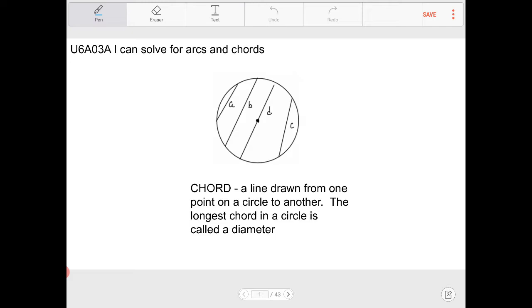So the first concept is, what are chords? Well, chords are lines that we draw from one point on a circle to another. So in this diagram here, A, B, C, and D are chords. The longest chord in a circle is a diameter.